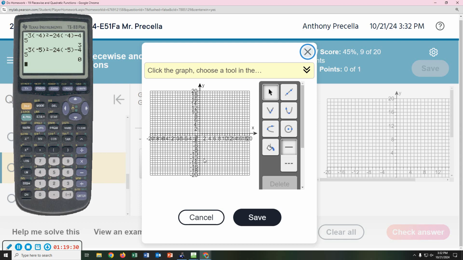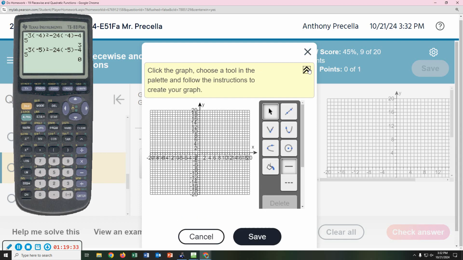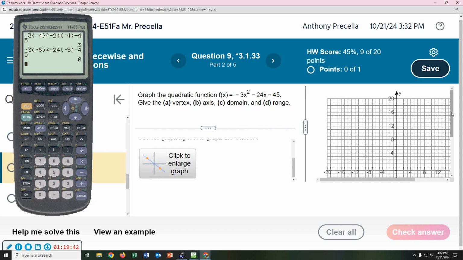I know. And okay. You know what, Tim? Maybe let's look at this graph over here.